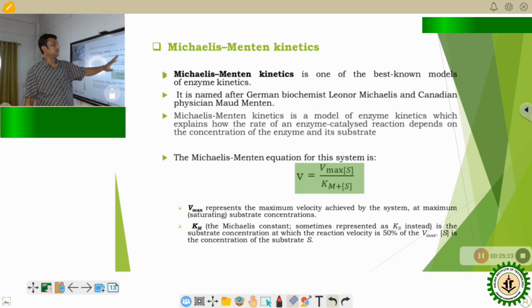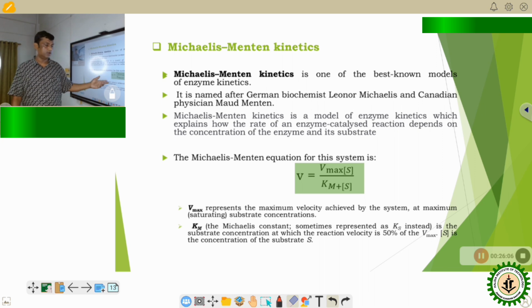So Michaelis-Menten kinetics is one of the best known models of enzyme kinetics. It is named after them. It is a model of enzyme kinetics which explains how the rate of an enzyme catalyzed reaction depends on the concentration of the enzyme and substrate. Meaning, if you change the substrate concentration, what effect takes place on enzyme kinetics? If the enzyme concentration changes, then what happens? All those things. So Michaelis-Menten gave an equation for explaining this enzyme kinetics.